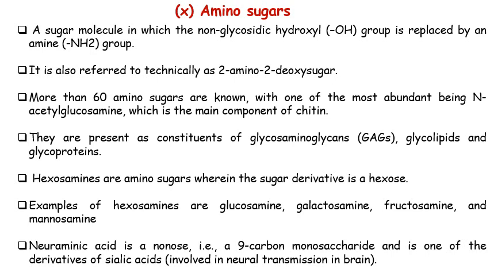So simply we can say an amino sugar is a sugar molecule that contains an amino group, and these amino sugars are very important from a biological point of view.